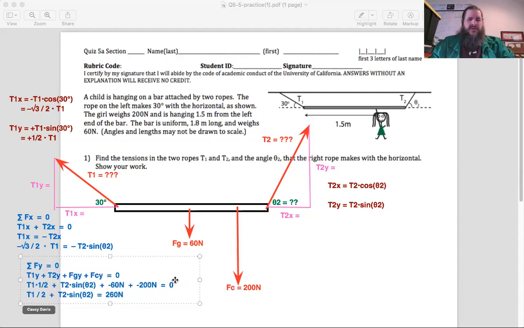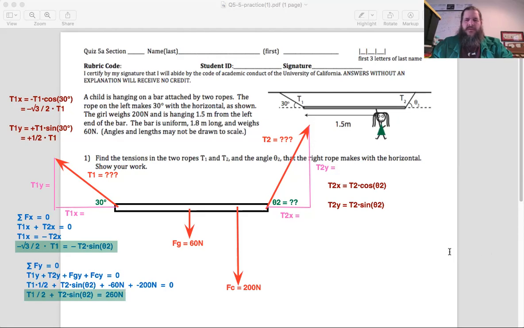So again, we still don't know what these three unknowns are, but we at least now have two pieces of information describing how they're related. We know that T1 and T2 and theta 2 are related by this equation and also by this equation. But we've got three unknowns, so we still need one more equation. We need three equations to solve for three unknowns. So what's one other equation we could write here?